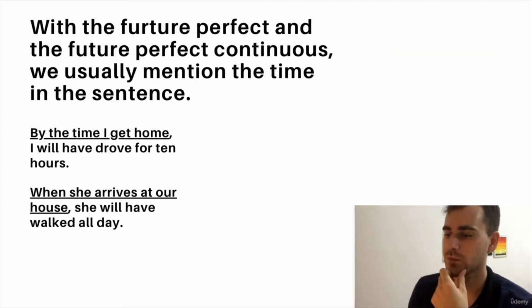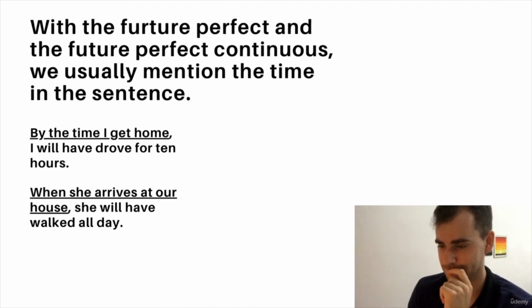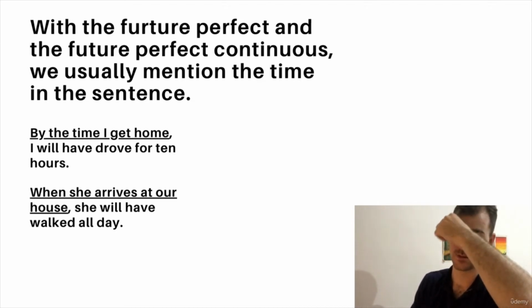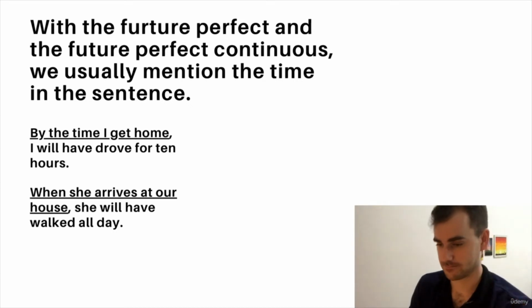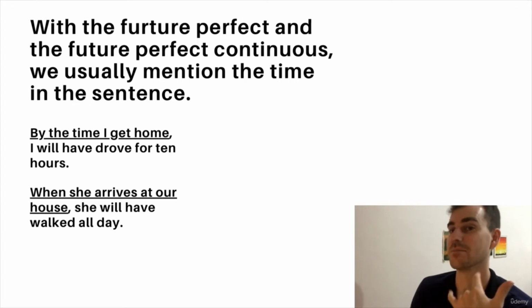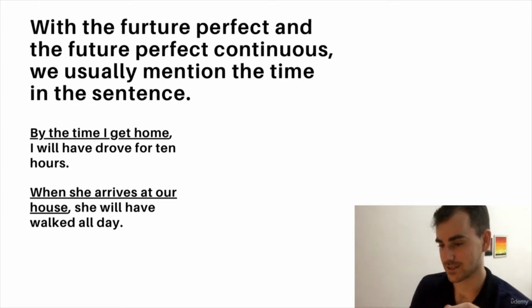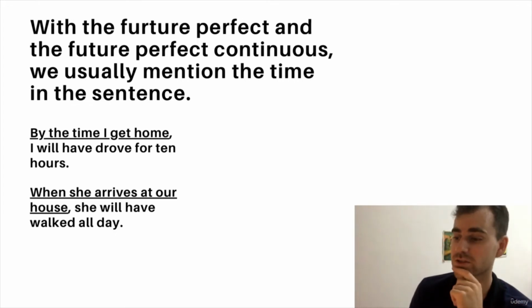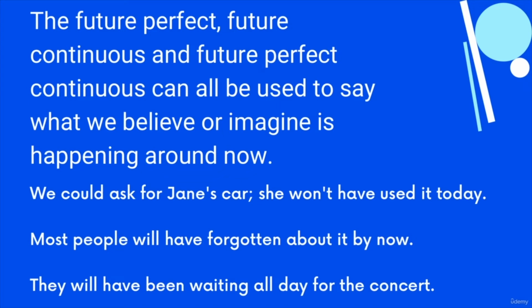Another rule, with the future perfect and the future perfect continuous, we usually mention the time in the sentence. By the time I get home, I will have driven for 10 hours. When she arrives at our house, she will have walked all day. So, because we're talking about the past in the future with the future perfect, it's a good idea to mention the time in the sentence so that people are not confused. Okay, this is long, so pay attention.